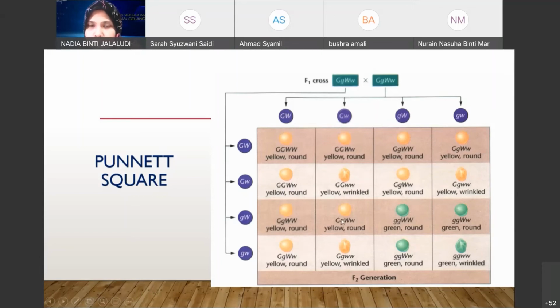So bila kira-kira semua akan dapat 9, 3, 3, 1 dia punya ratio for F2. Yang ratio ni semua untuk F2 tau. Kalau F1 dia semua akan ikut yang dominant. Kalau F2 baru dia ada ratio yang berbeza lah. Kalau monohybrid 3:1 ratio. Kalau dihybrid 9:3:3:1. Phenotypic ratio bukan genotypic, phenotypic ratio.